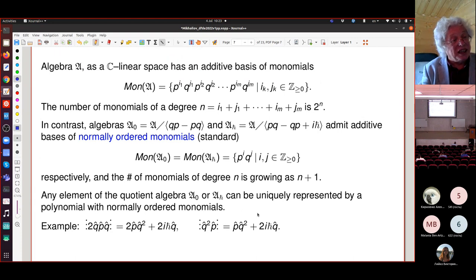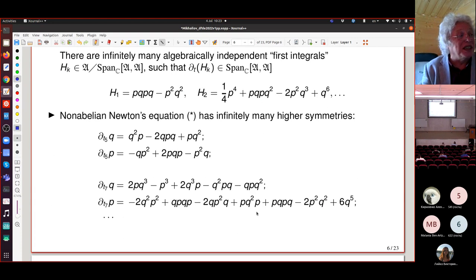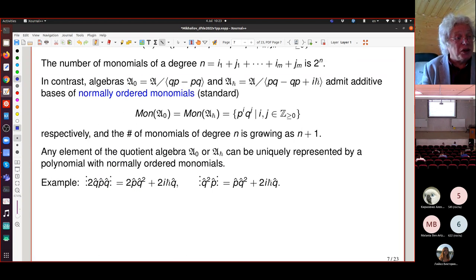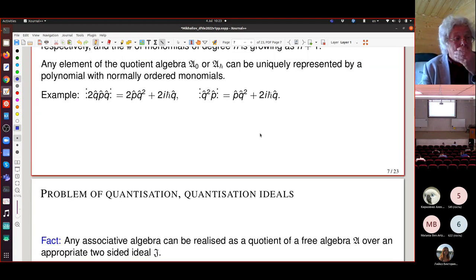So if you use this relation and substitute it, for instance, in our first integral here, you don't get zero. So in the quantum case, it's not zero.